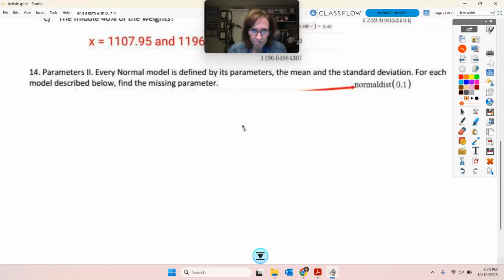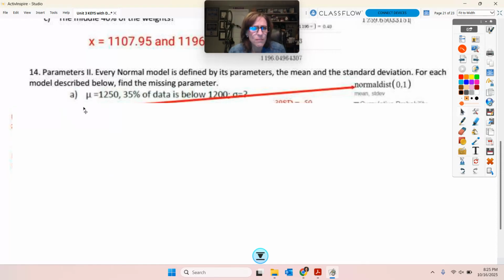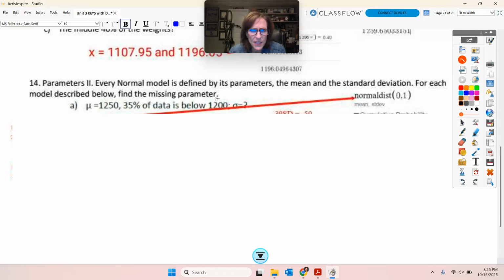Okay. So here we go. So we've got this situation. It doesn't look like we're doing much context. We're just doing the things. It says the mean is 1250, 35% of the data is below 1200. So that's interesting. That means 1200 is the x, okay? 1200 is the x. And then the question is, what is the standard deviation?